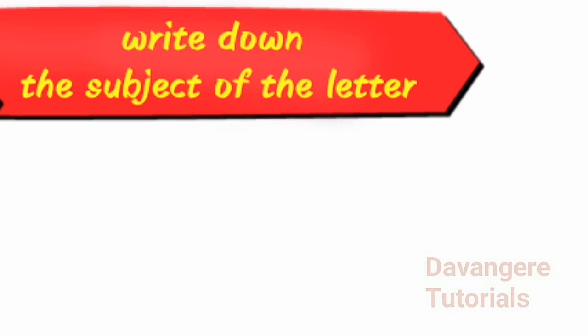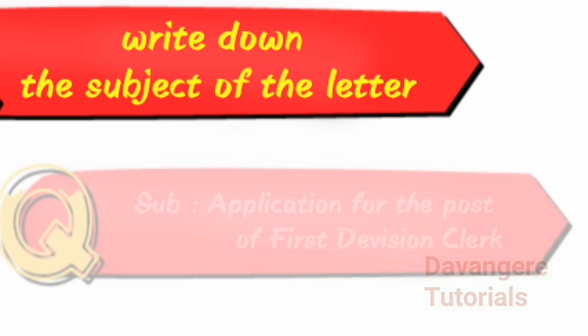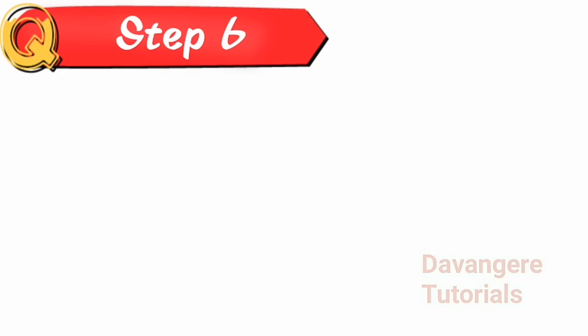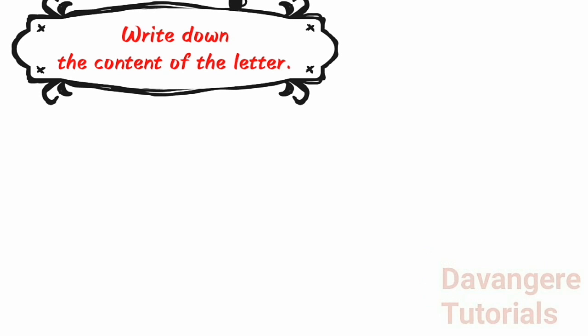Step 5. Write down the subject of the letter. You have to mention the subject of the letter in a brief way. Be short. Like, application for the post of First Division Clerk. We are going to learn more about it. In step 6, what you have to do? That's very simple. You have to write down the content of the letter.